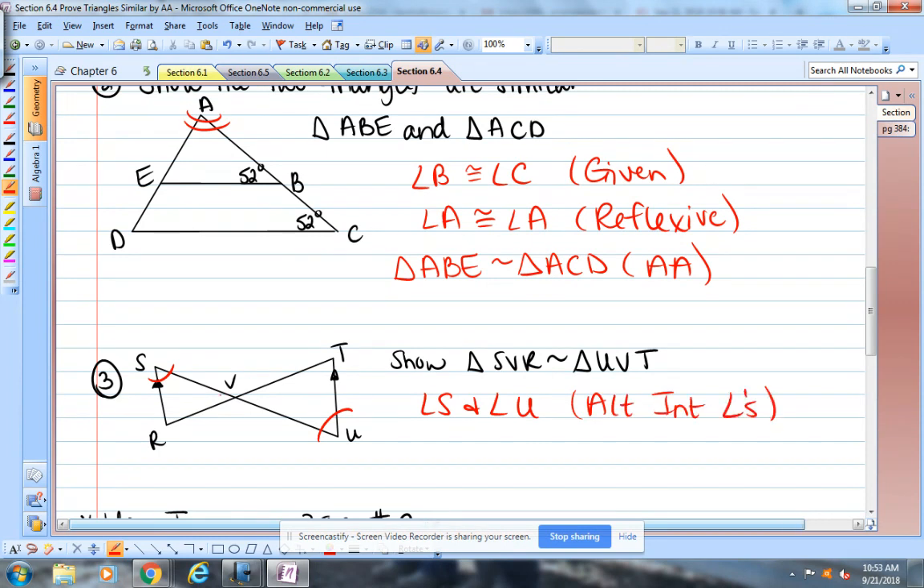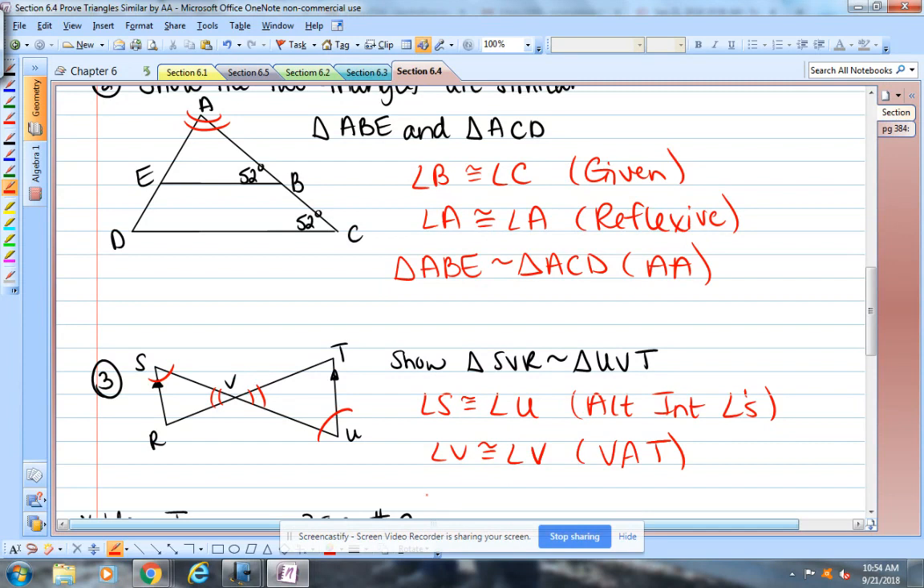And then also, angle V is congruent to angle V on the other triangle because of the vertical angles, right? So angle V is congruent to angle V because of the vertical angles theorem. If I write VAT, do y'all know what I'm talking about? Vertical angles theorem. So now, are they similar?